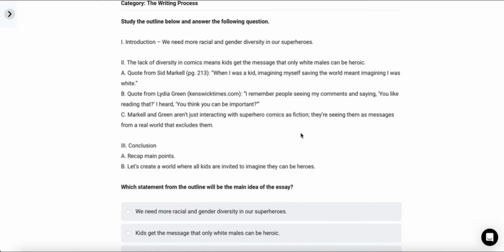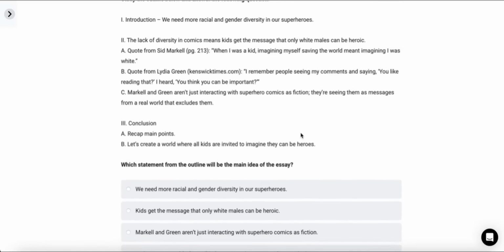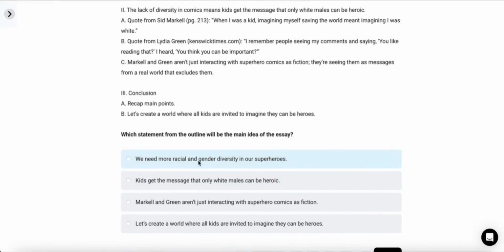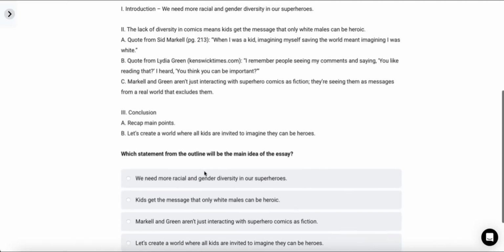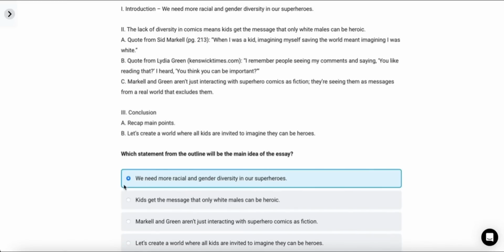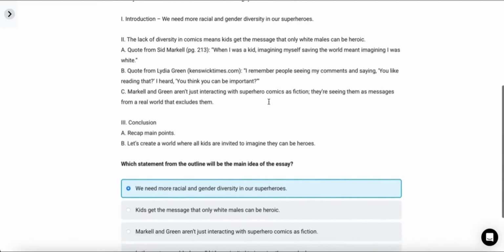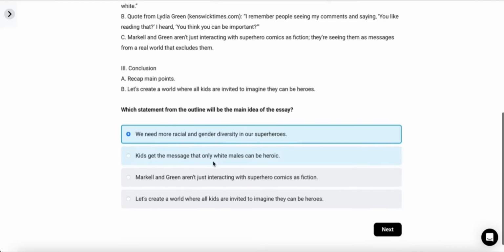Which statement from the outline will be the main idea of the essay? Generally, when you think of a main idea, it's usually found in the beginning of an essay. And which of the sentences listed here is found at the beginning? It would be this one. We need more racial and gender diversity in our superheroes. In the outline, it's being placed in the introduction. The rest of these answers here are supporting statements. And the last is the conclusion, which invites the audience to do something.